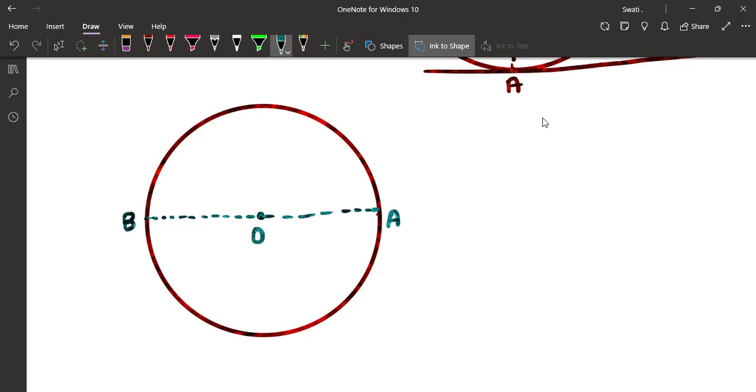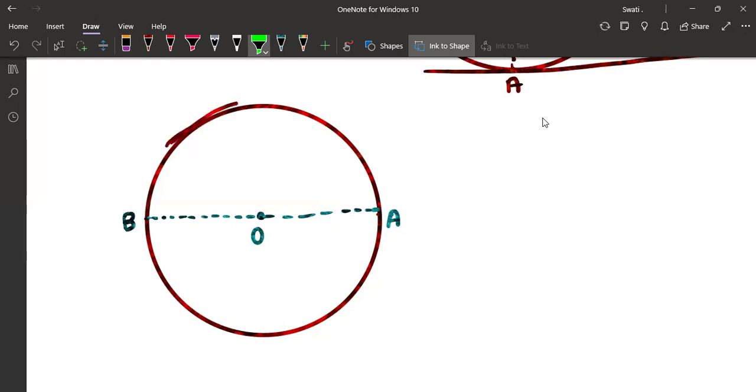How many radii can we draw in a circle? Infinite. Okay, how many diameters can we draw in a circle? Infinite. Correct. What is this green part called? Oh, I'm just trying to use the green color, but somehow I'm unable to.